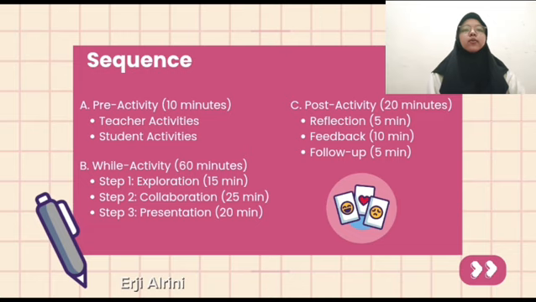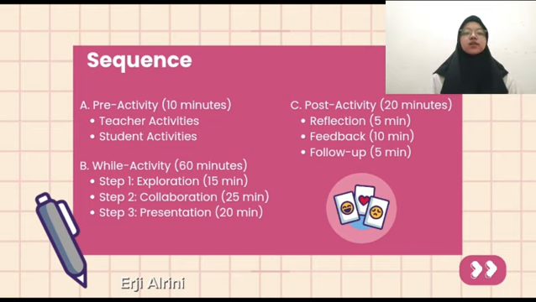And the teacher reviews briefly what a descriptive text is and what its purpose is. For the student activities, the students share their opinions and describe briefly in English. And the students recall previous knowledge about descriptive text. And the next is the main activity, 60 minutes. Step 1, exploration, 15 minutes. The teacher gives an example of a short descriptive text.